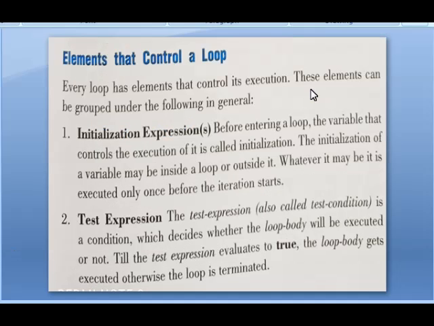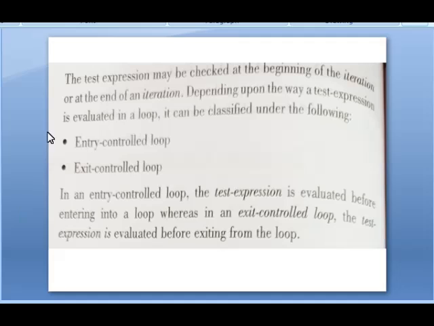The test expression may be checked at the beginning of the iteration or at the end of the iteration. Depending upon the way the test expression is evaluated, loops can be classified as follows: first, entry controlled loop, and second, exit controlled loop. In an entry controlled loop, the test condition is evaluated before entering the loop, whereas in an exit controlled loop, the test expression is evaluated before exiting from the loop.